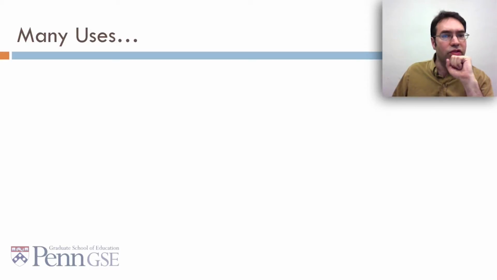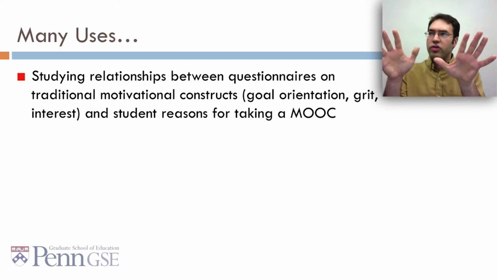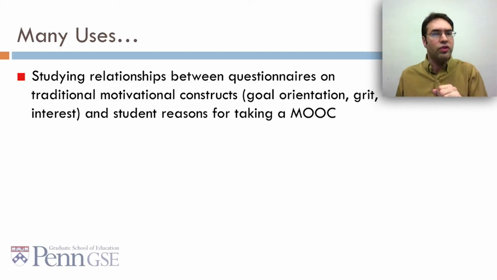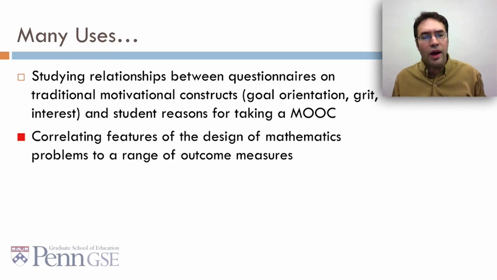There's a lot of uses for this in education. One of them is studying relationships between questionnaires on traditional motivational constructs like goal orientation, grit, and interest, and student reasons for taking a MOOC. I wonder if anyone's doing research on this problem. Oh well. Second one is correlating the features of the design of mathematics problems to a range of outcome measures.